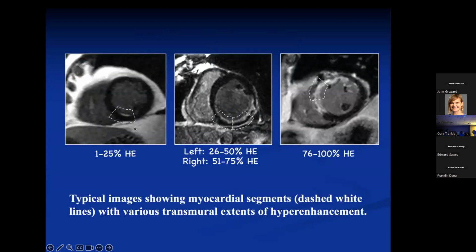I think another important point with MR is that for any individual cell, viability is binary, yes, no, live, dead. But for tissue thickness, it is a continuum function, right? So like here, this is 1 to 25%. Here, it's 25 to 50. Here, it's 50 to 75. Here, it's transmural, greater than 75.